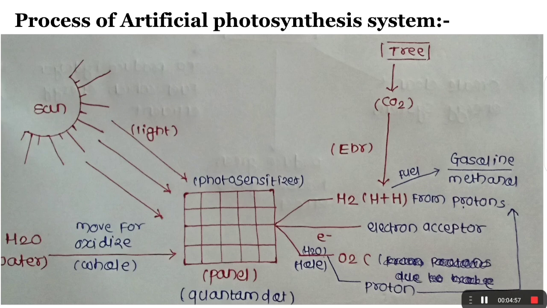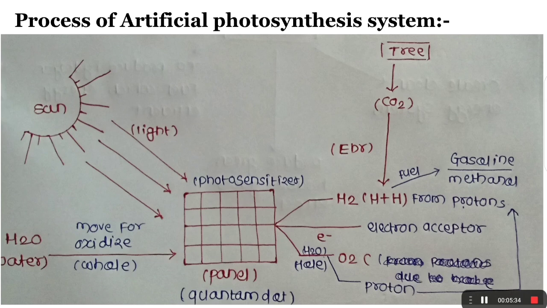Then this proton is responsible for production of hydrogen, and this hydrogen combines with CO2, which comes from atmospheric air and is captured by the enzyme bed reactor as we see. This CO2 reacts with this hydrogen and produces the chemical fuels such as gasoline and methanol.